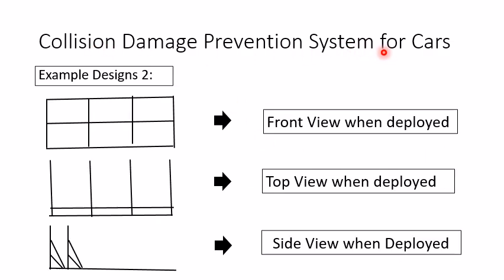Collision damage prevention system for cars. Example design 2. This is the front of the vehicle, and this is top of the vehicle, and this is side of the vehicle. So in this case, there are two frames that are placed one behind the other, so the collision can take away damage to the system.